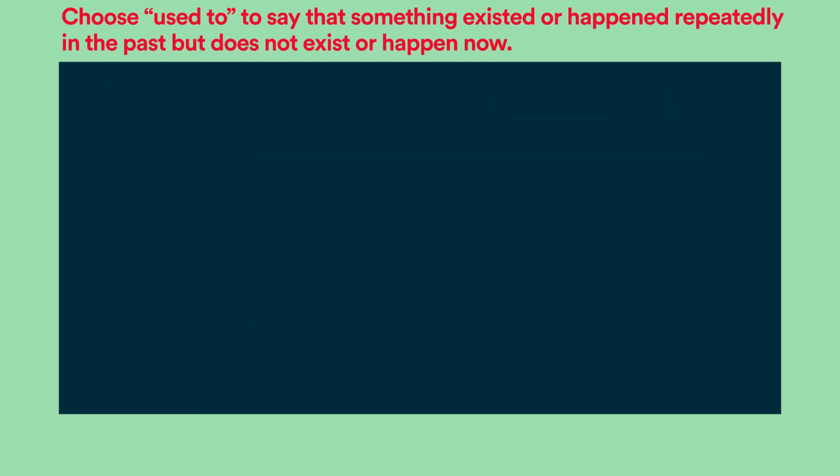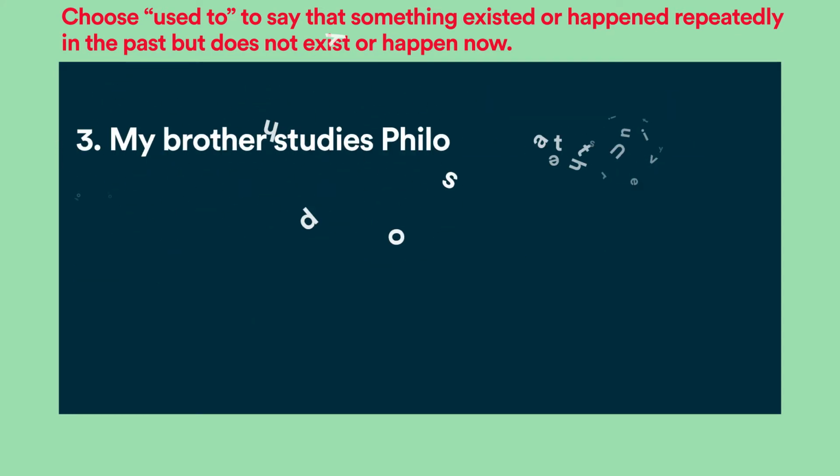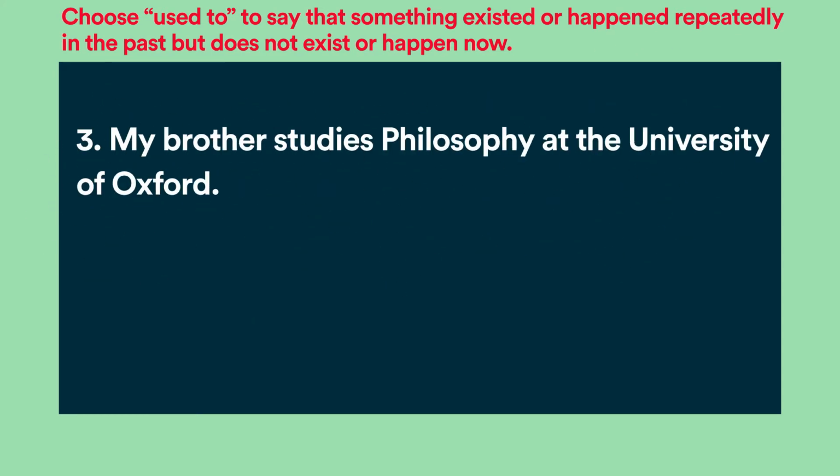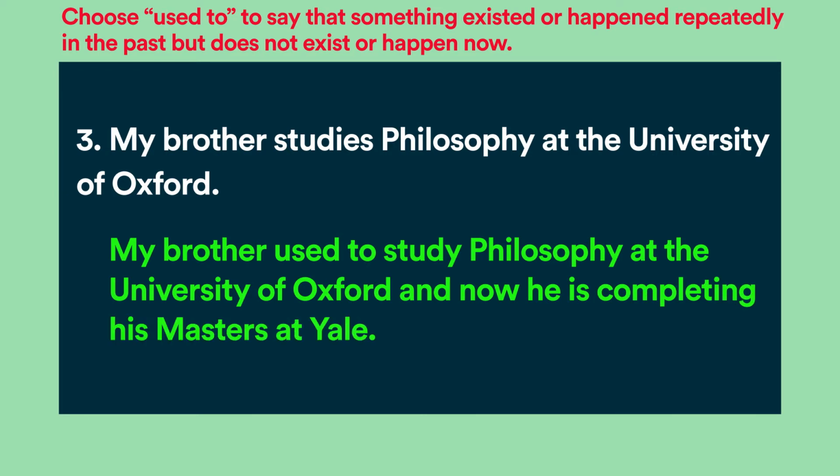Number 3. My brother studies philosophy at the University of Oxford. Suggested answer: My brother used to study philosophy at the University of Oxford, and now he's completing his master's at Yale.